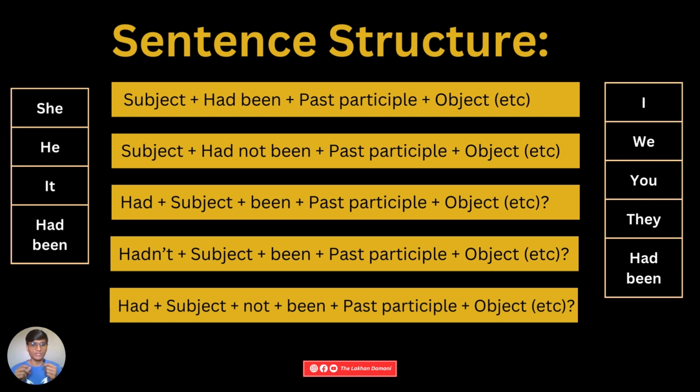Same as speak, spoke, spoken. So spoken is actually the past participle. You can always use the past participle when you talk about perfect tenses. Alright? And second, we are going to create negative sentences: subject, had not been, past participle, object, etc., according to the sentences you want. But these are the main starting structures you have to keep in mind. And interrogative: had, subject, been, past participle, object.